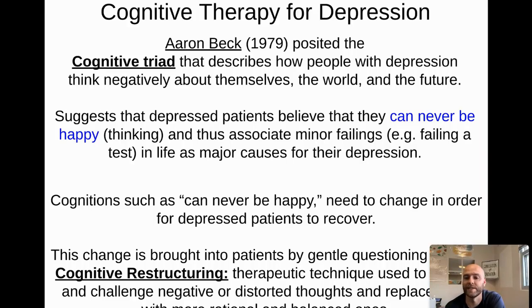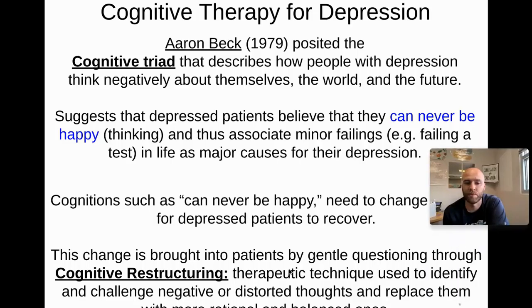It's kind of like that idea of learned helplessness, right? So those cognitions, such as can never be happy, need to change in order for depressed patients to recover, according to cognitive therapists, right? This change would be brought about by gentle questioning through something called cognitive restructuring. We're going to restructure the way that you think, change the way that you think.